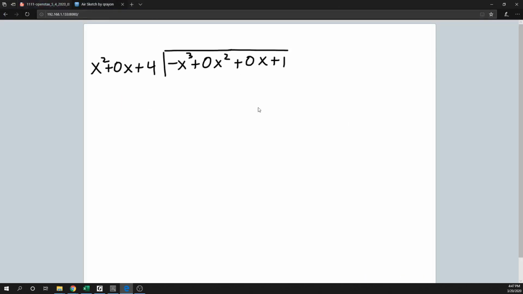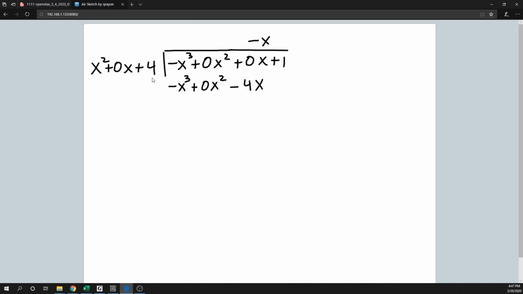All right, looks okay. So the first thing I'm going to do is ask myself, what would I multiply x squared by to get minus 1x cubed? And so that would be minus 1x. I'm going to put that 3 deep, because this has 3 terms. And then I'm going to multiply. Minus x times minus x squared is minus x cubed. Minus x times 0x is 0x squared. Minus x times 4 is minus 4x.